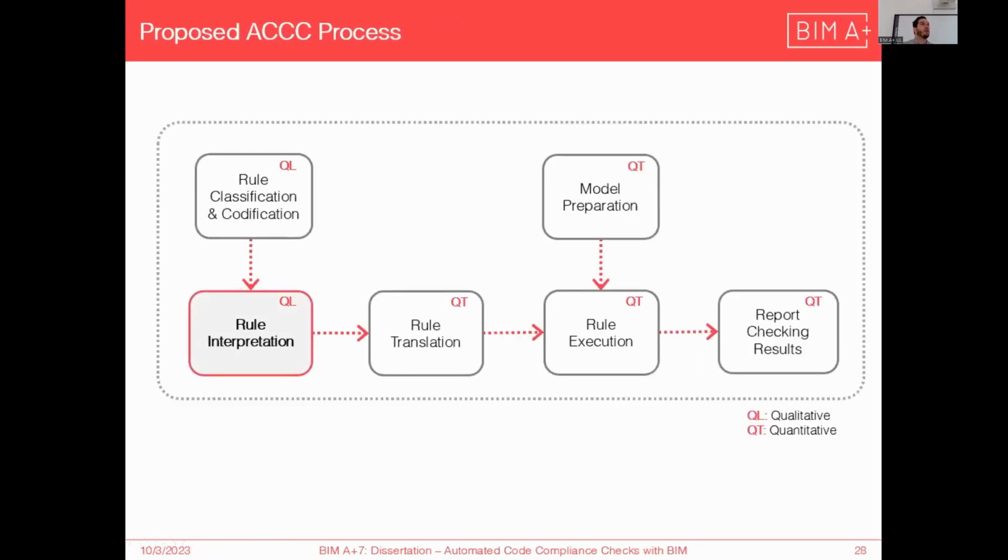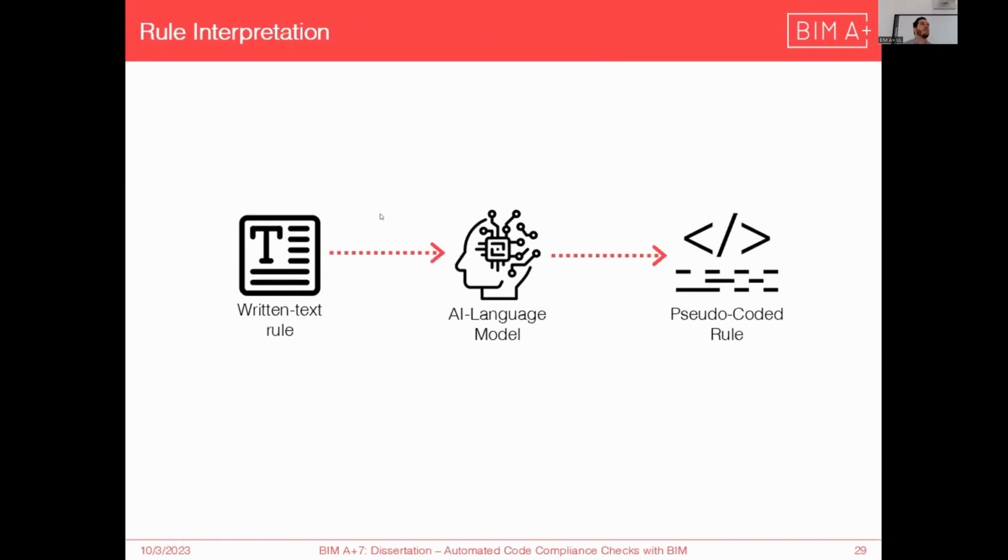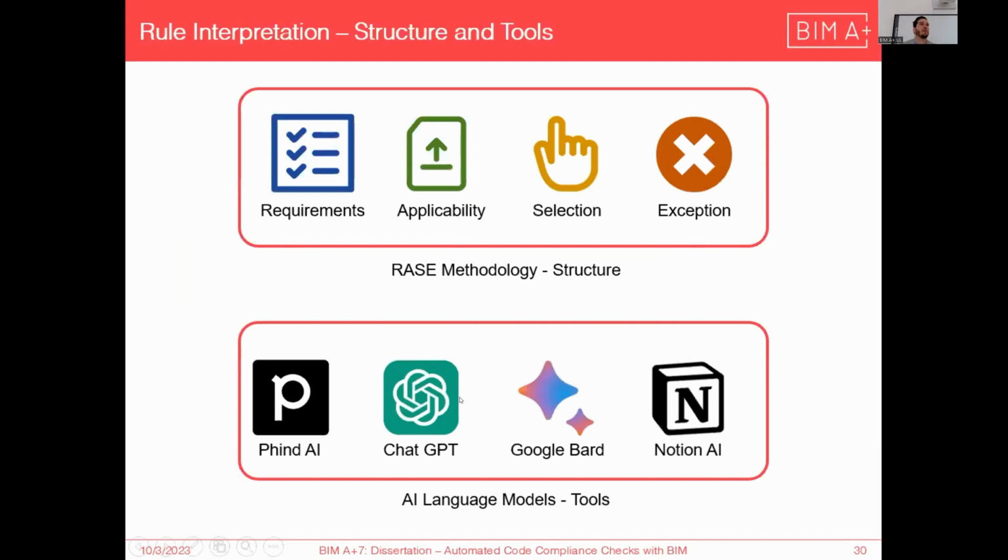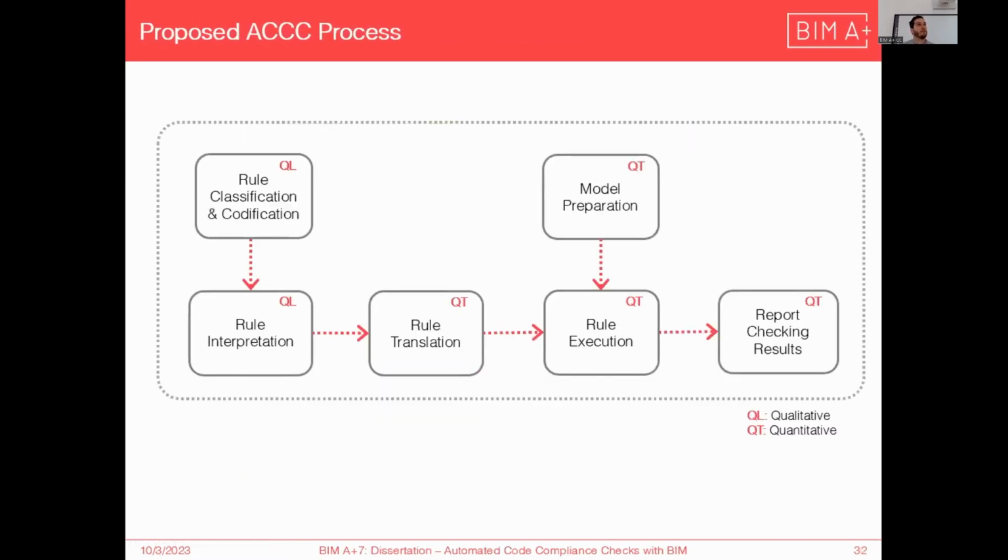Then the rule interpretation, whose purpose was to generate a pseudocode rule using AI language models such as GPT, Google Bard, and Notion. It doesn't matter, but the main thing is using the RASE methodology to structure this pseudocode, and also use it as a guideline in the rule translation process.